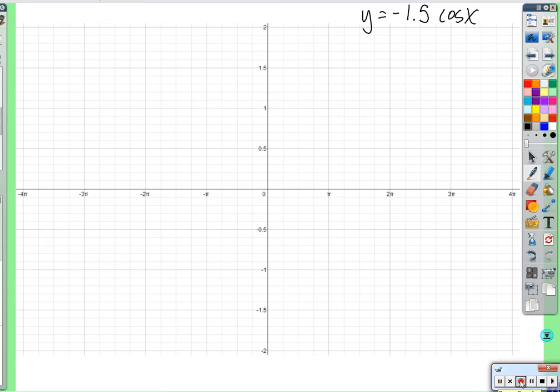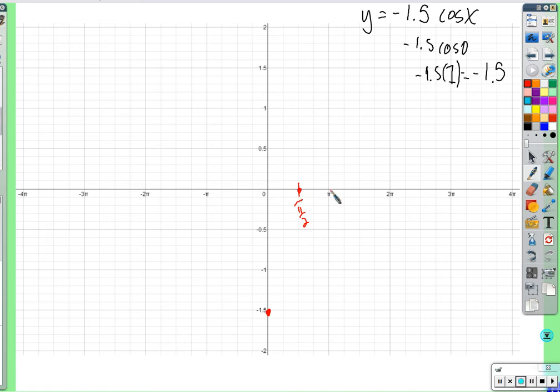Okay, let's start as usual at 0. So if we start at 0, what's the cosine of 0? 1. Cosine of 0, that's 1. Multiplied by negative 1.5. What's negative 1.5 times 1? Okay, let's try pi over 2. That seems to be a nice, simple one. Cosine of pi over 2 is 0. We get our unit circles. 0 times negative 1.5 is still 0.